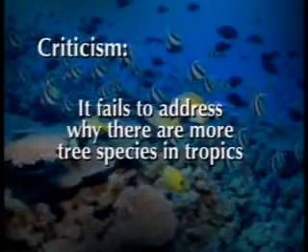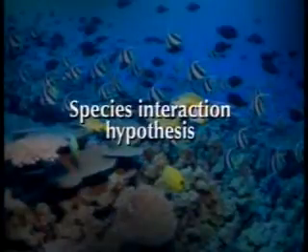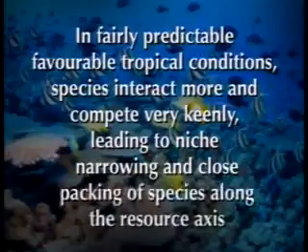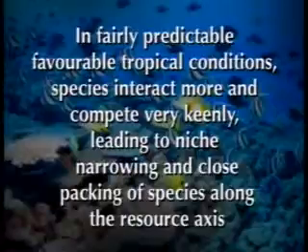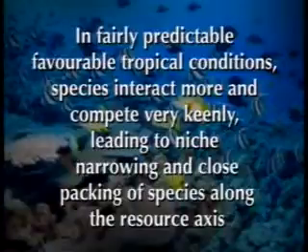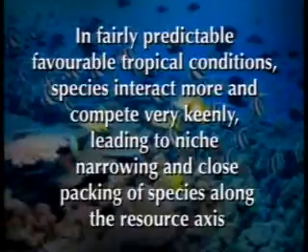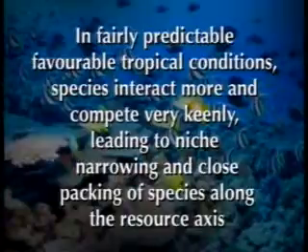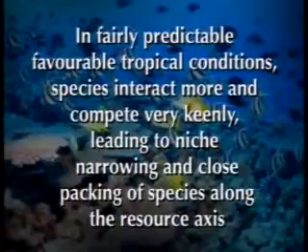So the second explanation is the species interaction hypothesis, sometimes also referred to in the literature as the comparison hypothesis. Let me tell you here that in the fairly predictable environment of tropics, where conditions are by and large more favorable, species tend to interact more and compete very keenly with each other, leading to what we call niche narrowing in ecological terms and close packing of species along the resource axes. That means more number of species existing in the tropics fully exploit the resource axes that are available there.